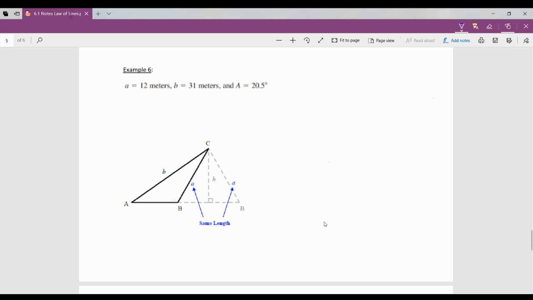All right, so we're back at it. We're going to tackle this last example, which is the toughest, in my opinion. So we are given, we've got A, B, C, and then we've got little a, little b, little c. We are given little a is 12, little b is 31, and big A is 20.5 degrees.